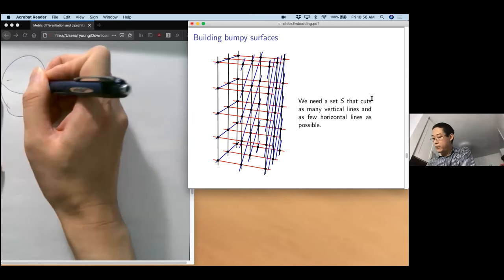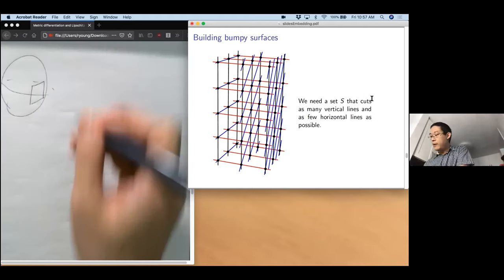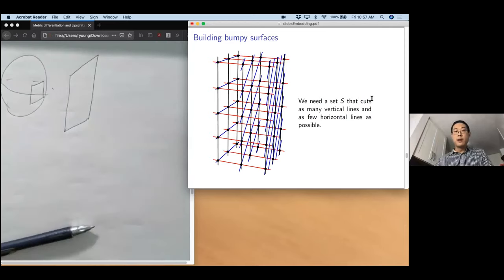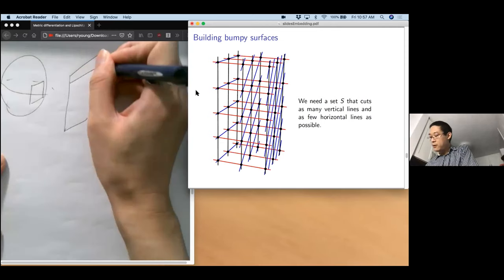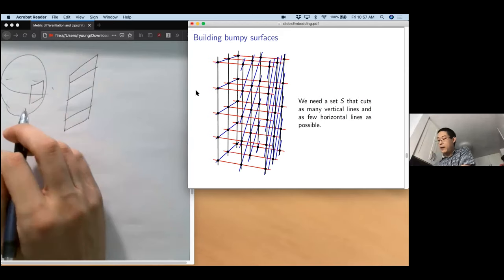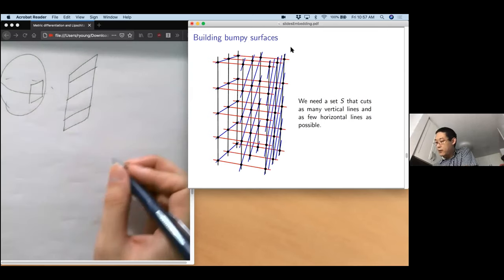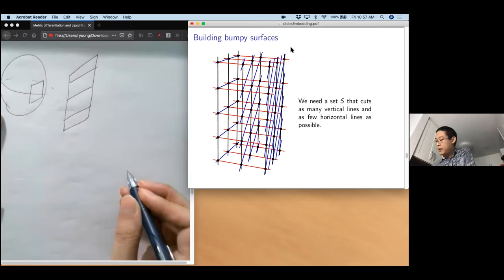So I'm going to zoom in on just one piece of this. I'm just going to take a piece of the side where it's pretty smooth. That's going to be some plane like this in the Heisenberg group. Because of the way our blue and red lines are set up, the blue lines go basically parallel along this plane. Hypothetically, if all the blue lines were exactly parallel, if we didn't have this tilting as you go from left to right, then you could perturb the set to cut more vertical lines and the same number of horizontal lines by just adding corrugations.